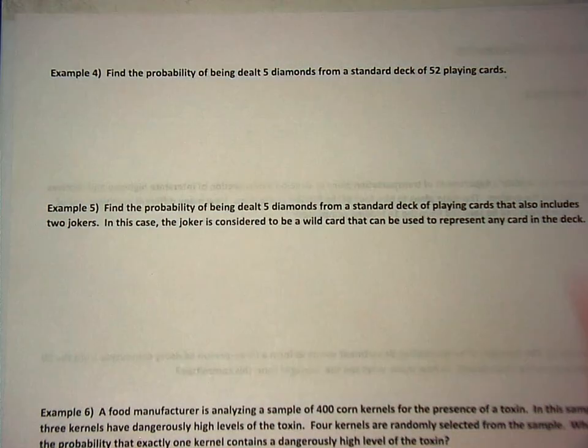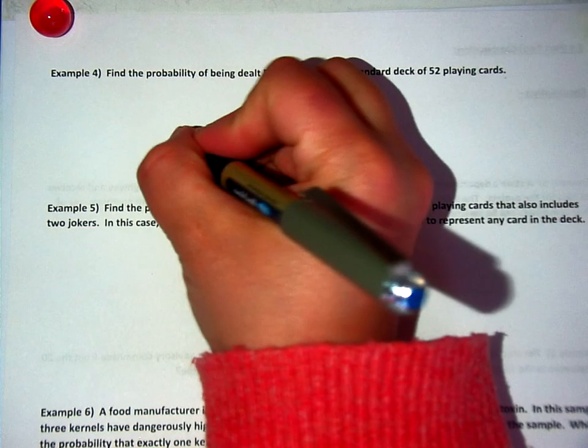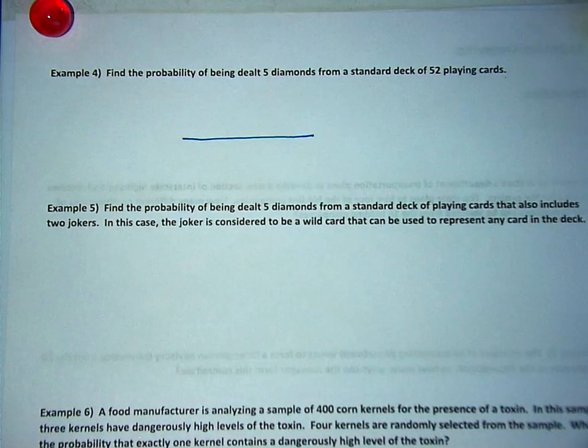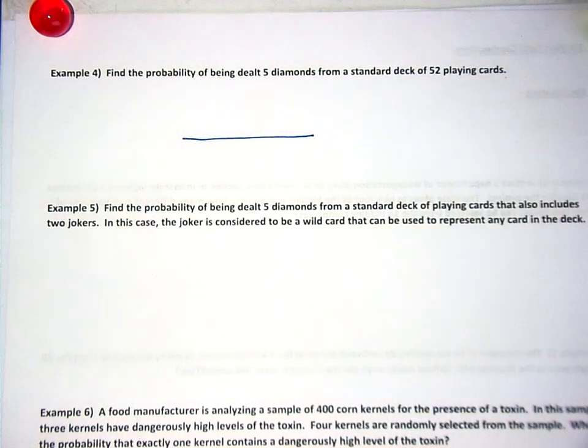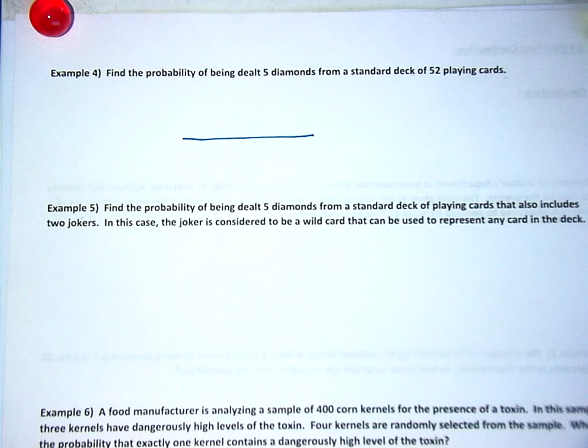So find the probability of being dealt 5 diamonds from a standard deck of 52 playing cards. All right, it says find the probability, so I'm putting down a division sign. On the bottom, this is going to be a very simple poker game where you don't get to switch any cards. It's just bluffing, saying what you think you got. So you don't get to switch any cards.